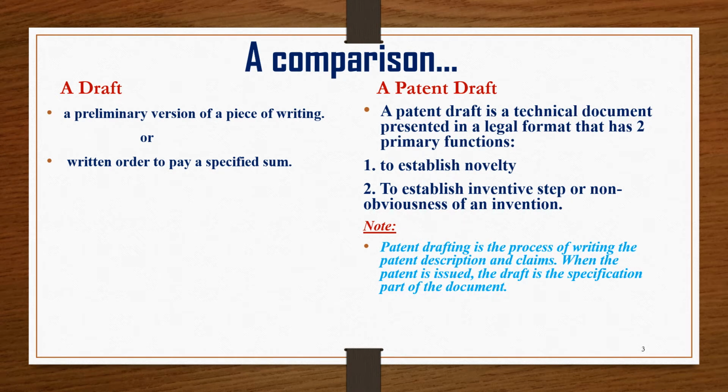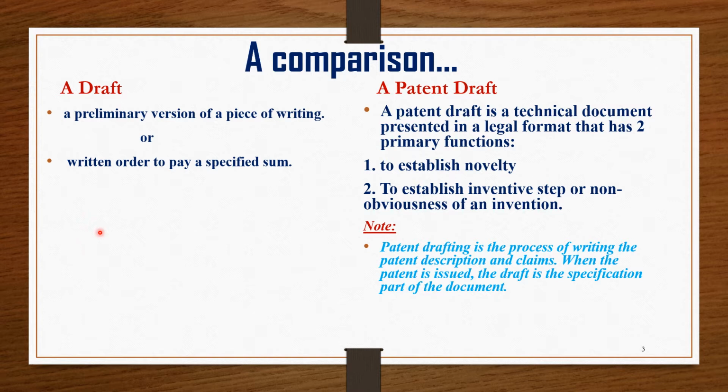Now we will have a comparison, because whenever we ask what is a draft, normally we go to its literal meaning. So first of all, we will go to the literal meaning of a draft. We can say that a draft is a preliminary version of a piece of writing. Or we can say a draft is a written order to pay a specified sum. Fine. So this is the normal and literal meaning of draft.